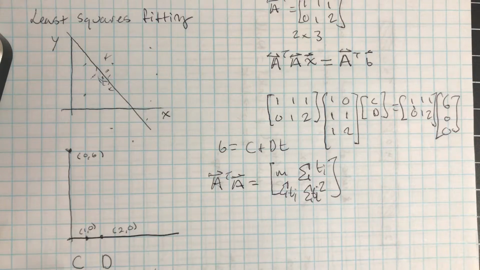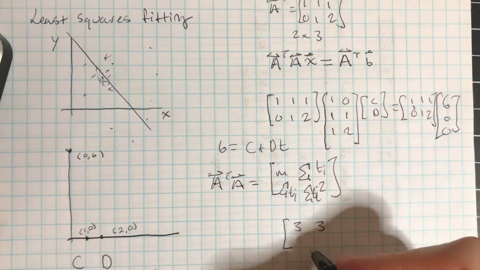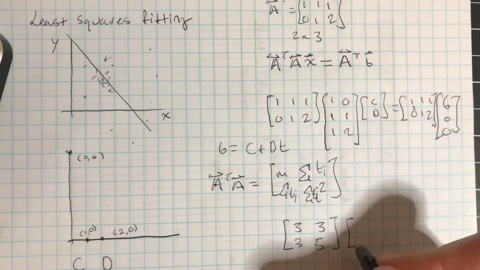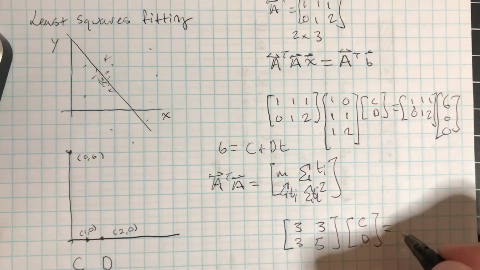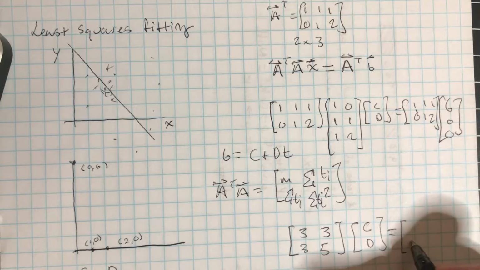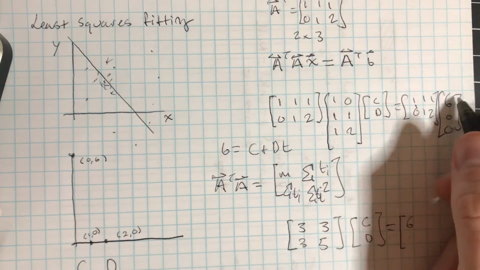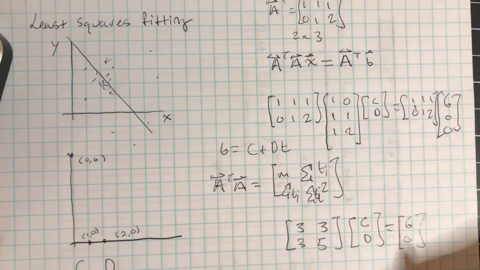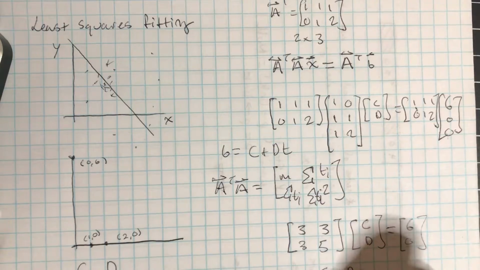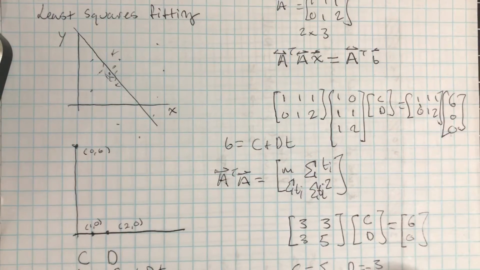So for our matrix, this comes out to be 3, 3, 3, 5, times C, D, equals... now we know this bottom one's going to be 0. Let's do this first one. What do we get? 6. And then this one, what do you get? 0. So if you end up solving this, you'll come to find out that C equals 5 and D equals -3. So we get B equals 5 minus 3t.